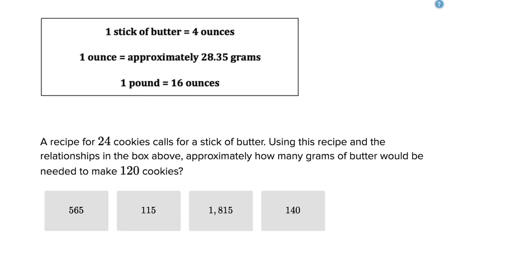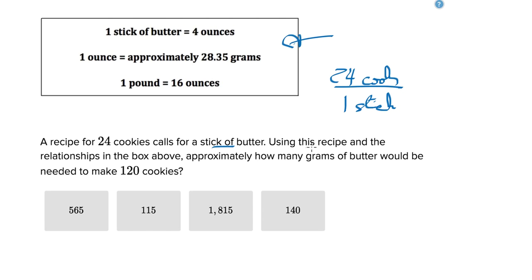The following problem solving and data analysis question is going to require a ton of unit conversion here. So let's go ahead and read very closely for which units we're looking for first. A recipe for 24 cookies calls for a stick of butter. So we have a rate already given here where 24 cookies is going to correspond with 1 stick of butter. I'm just going to write stick here.